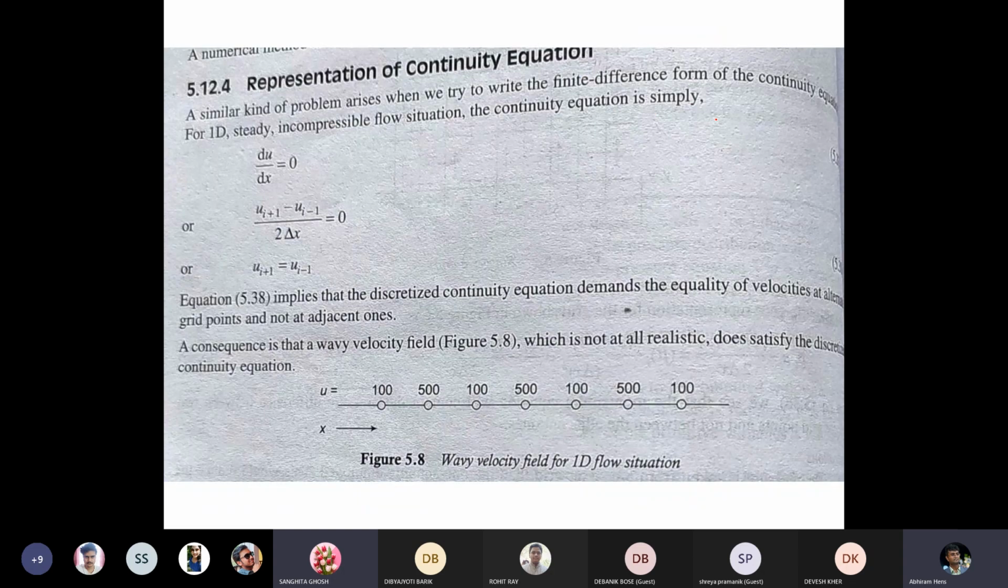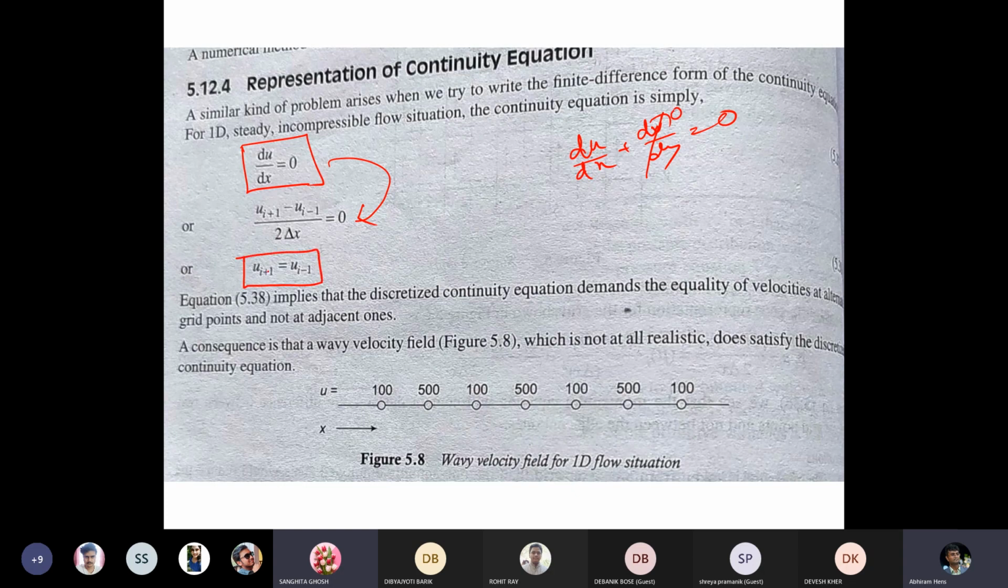Similarly, that similar problem will happen in the case of the continuity equation. So what is the continuity equation? du/dx plus dv/dy equal to 0. This is for 2D. If I consider one dimension, the second term will go to 0, so only du/dx equal to 0 will stand. Again, using the central difference scheme, because we prefer central difference as it is more accurate, (u_{i+1} minus u_{i-1}) by 2 delta x will be equal to 0, right? So it states that u_{i+1} and u_{i-1} will be equal.